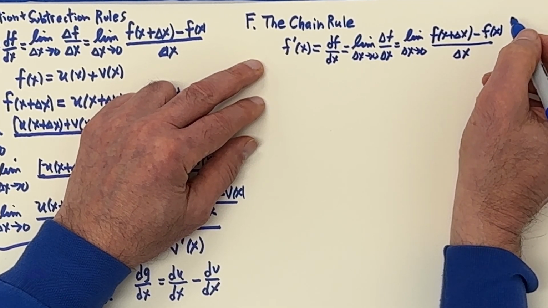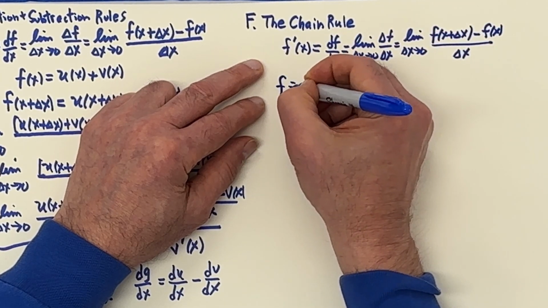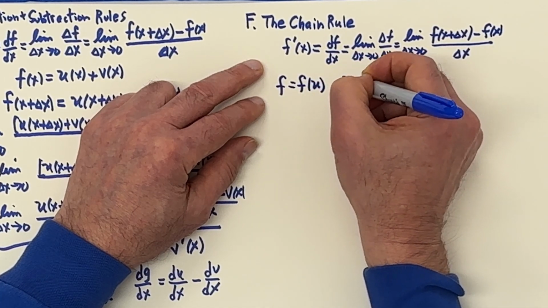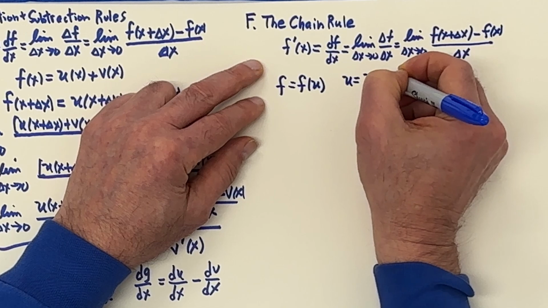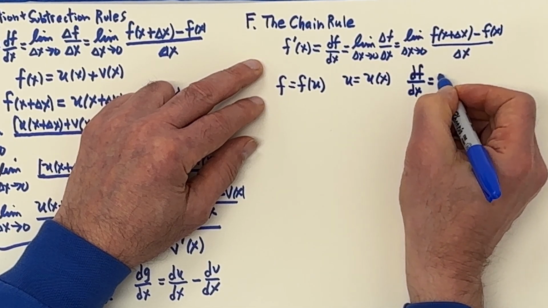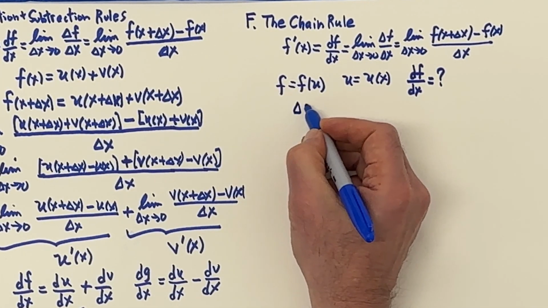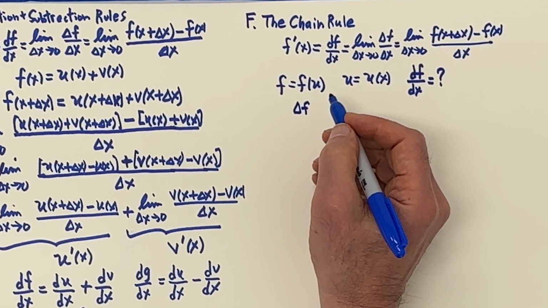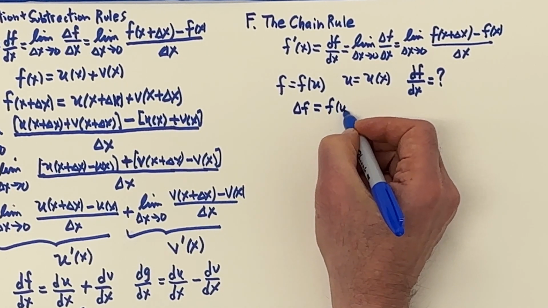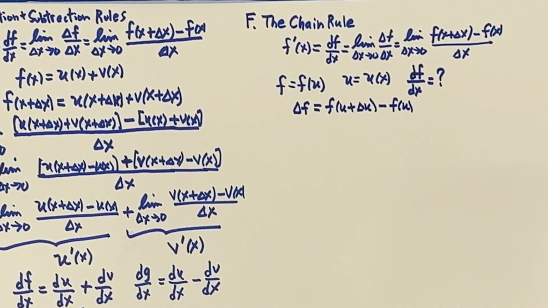So now we're interested in doing a case where f is equal to a function of u, where u is a function of x. And I want the derivative of f with respect to x. How do I do this? Well, what is delta f? Delta f would be equal to f of u plus delta u minus f of u. That's what you would have there.